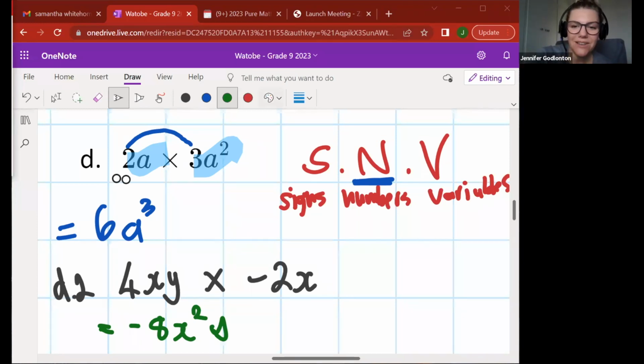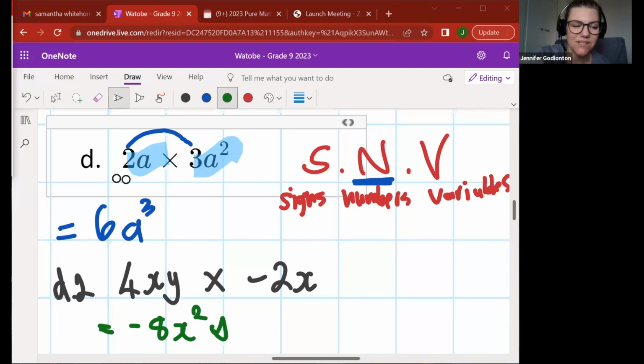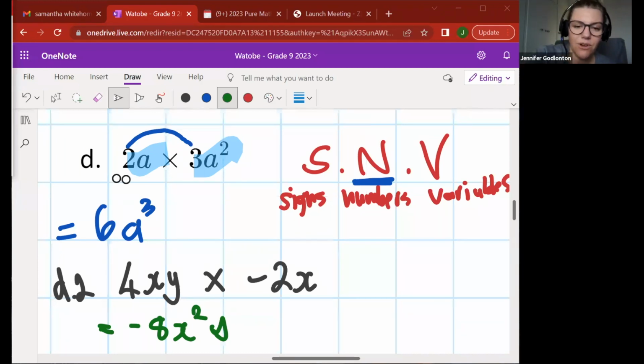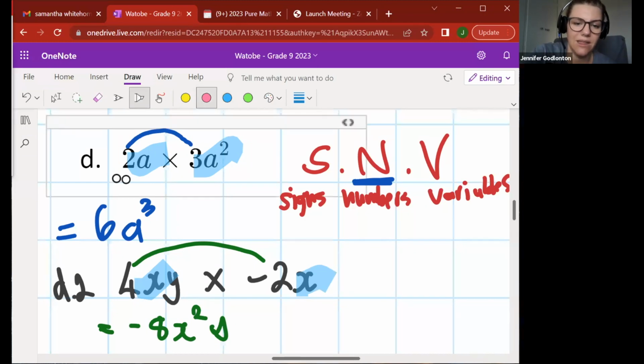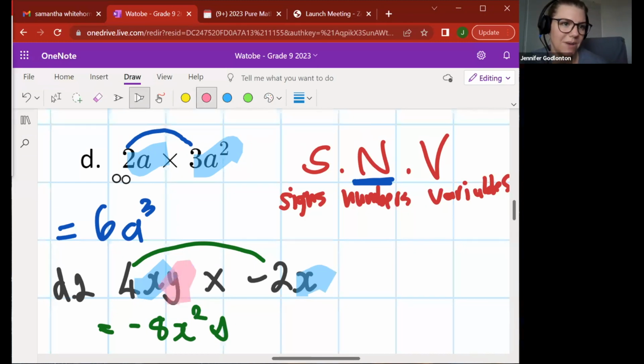Okay, so what we'd be looking at is we have our signs and our numbers. So our signs, we've got a positive times a negative. That gives us a negative. We've got 4 times negative 2, if you want to think about it like that. So 4 times 2 is 8, but we've already done our negative. And then we're going to look at our variables. So we've got x and x. That's going to give us our x squared. And then we just have one lonely y, which is going to be our y. Nice job, guys.